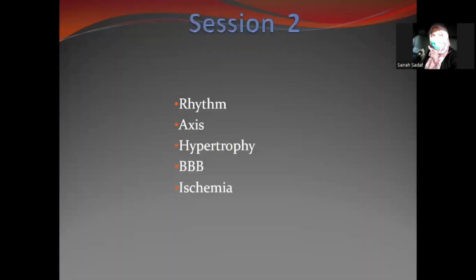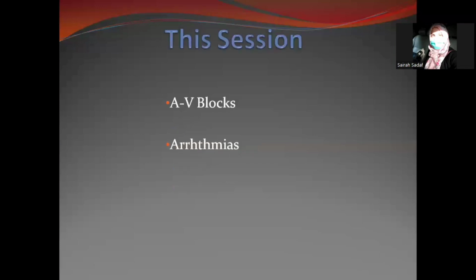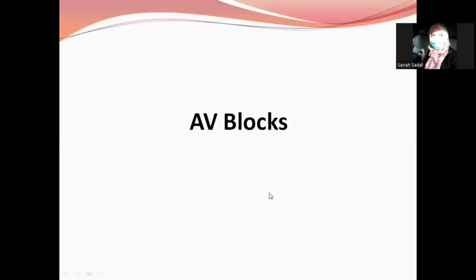So yesterday we went through the rhythm, axis, hypertrophy, bundle branch block, and ischemia. Our today's topics are AV blocks and cardiac arrhythmias. Basically, AV blocks are also cardiac arrhythmias, so our today's topic is cardiac arrhythmias. We will start with AV blocks.